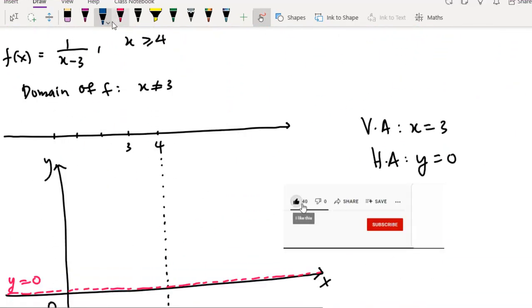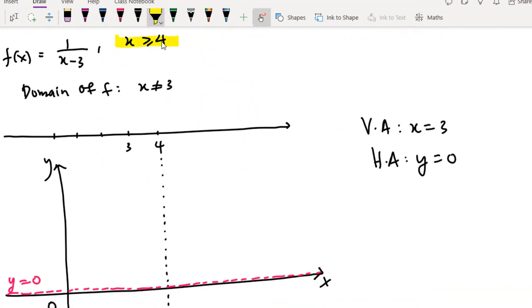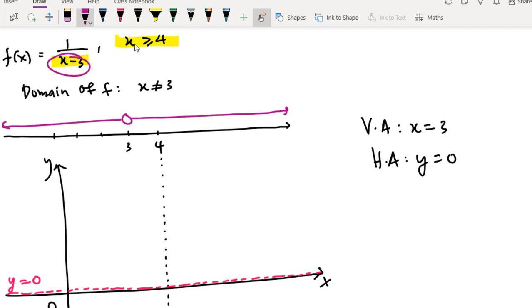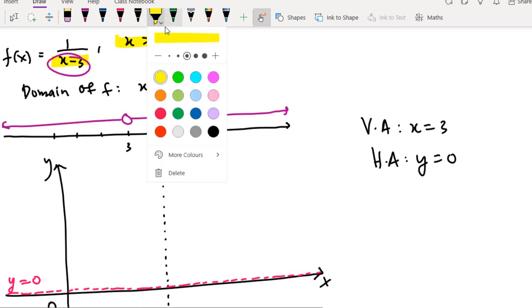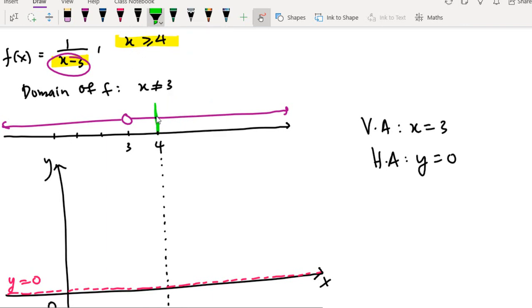Let's take the same function but with a restricted domain, x more than or equal to 4. The domain for the function is still all real numbers except 3, but the given question is restricted to x more than or equal to 4. So we consider the domain from 4 to infinity. The new domain is from 4 to infinity.